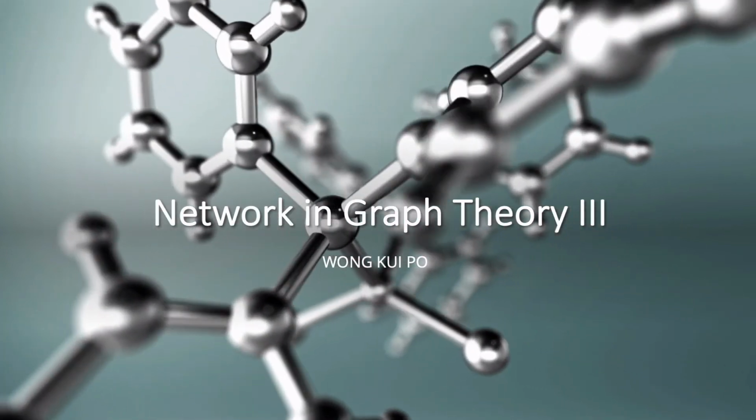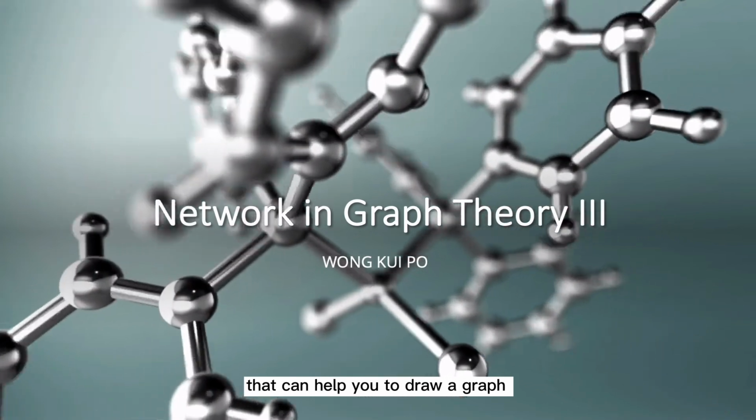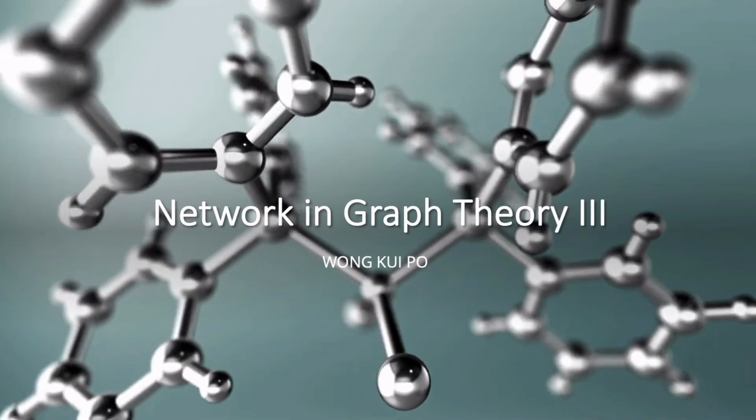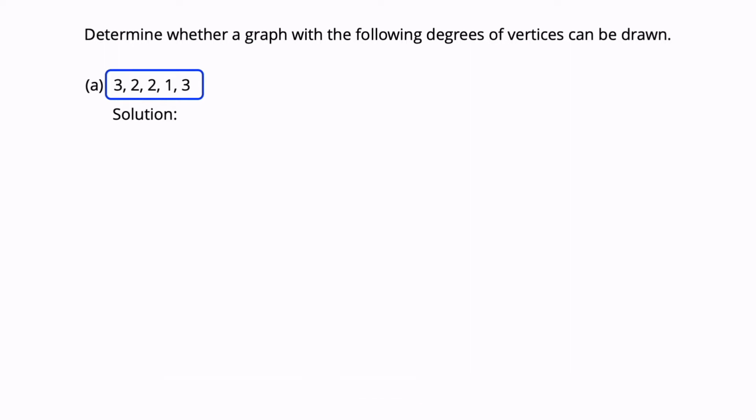Good day! In this video, we are going to learn a useful method that can help you to draw a graph based on the different degrees of vertices. For example, here are the numbers of degrees of vertices. We have 3, 2, 2, 1, and 3. Each number represents the degree of each vertex.